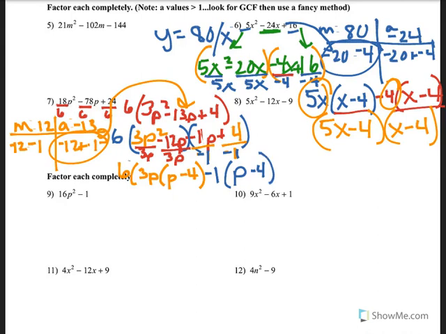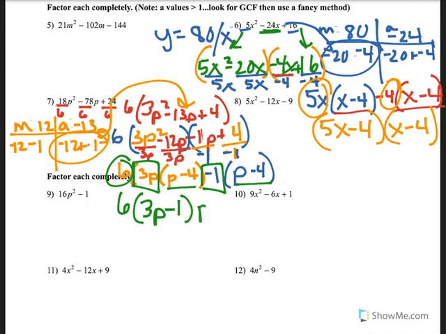So now I have all of this. I have the 6 that's going to be part of the GCF of my 2 factors, and then my other GCF is going to be one of my factors, and then one of these matching terms. So the answer for number 7 is going to be 6, 3p minus 1, and p minus 4. So I included the 6 again because I initially divided by 6 to make it smaller. Okay, now for number 8, which I need more room. So I'm going to kind of erase this.